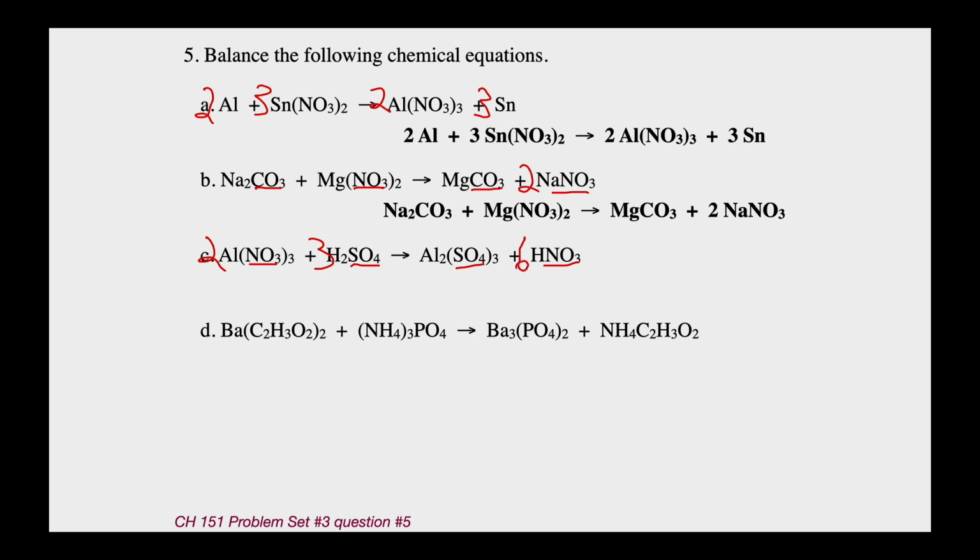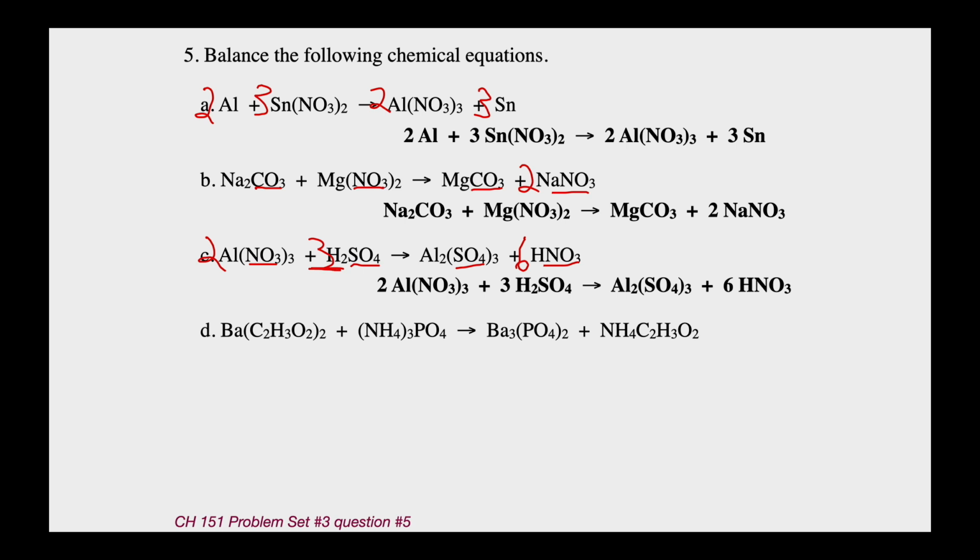You're going to need 6 HNO3. And that's good because in the sulfuric acid here, we had 3 times 2 or 6 hydrogens as well. So this reaction, 2 aluminum nitrates plus 3 sulfuric acids, makes aluminum sulfate plus 6 HNO3. The last reaction here has many polyatomic ions in it.